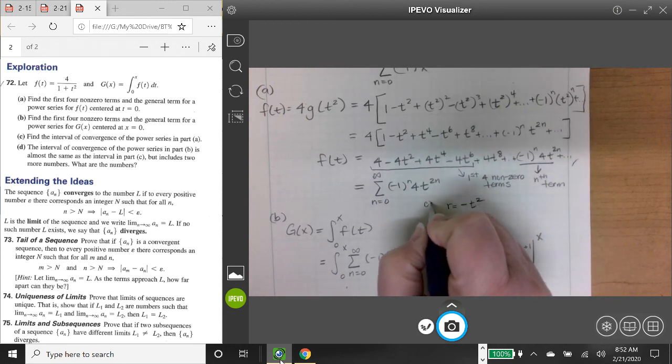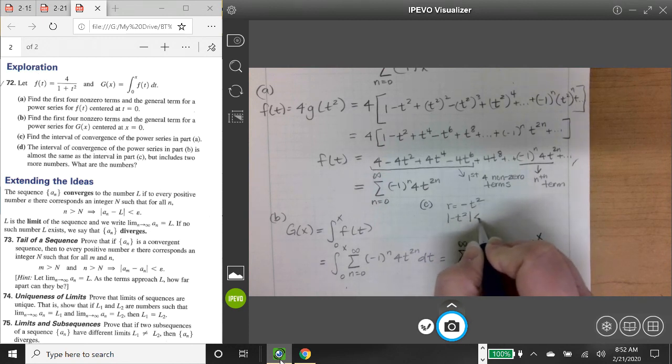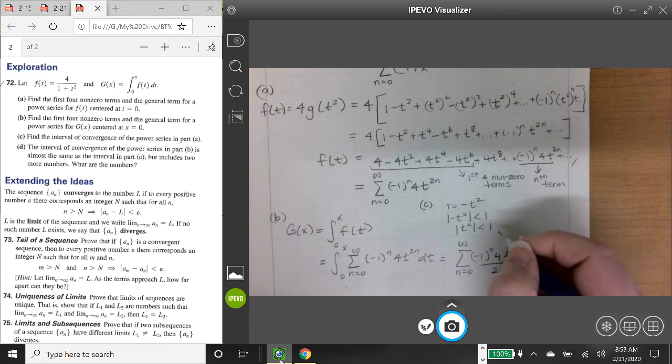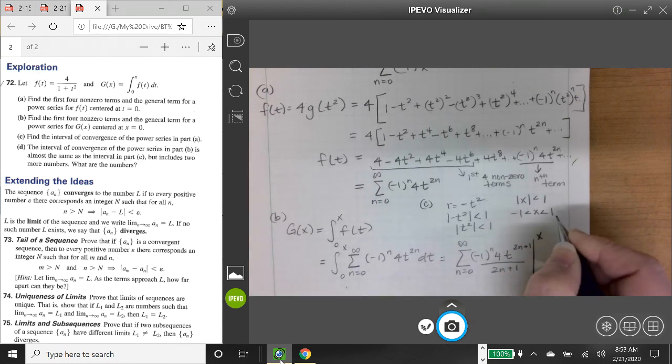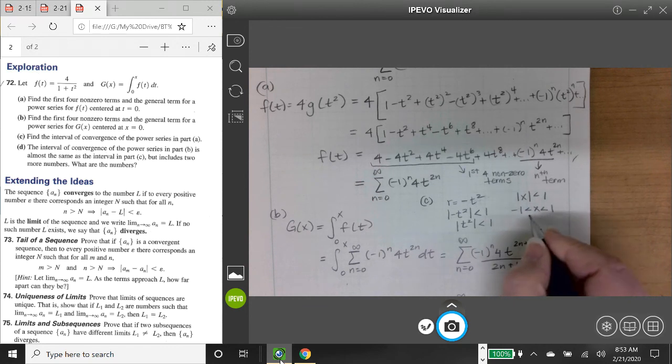Okay, and so this is part C. All right, this will converge when the absolute value of negative t squared is less than 1, which means the absolute value of t squared has to be less than 1. And if I take the square root of both sides, I get the absolute value of x has to be less than 1. So it has to lie between 1 and negative 1, which is really nice. Okay, so that's the interval of convergence.